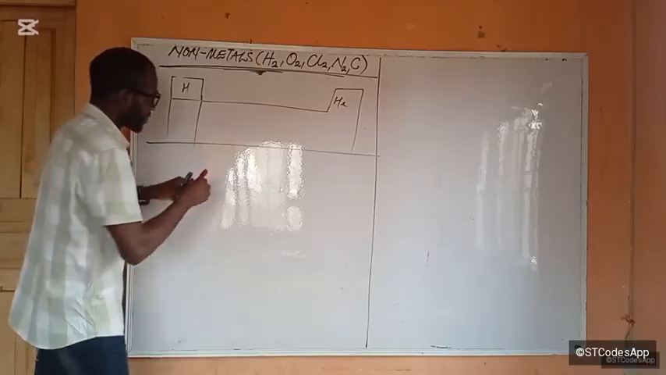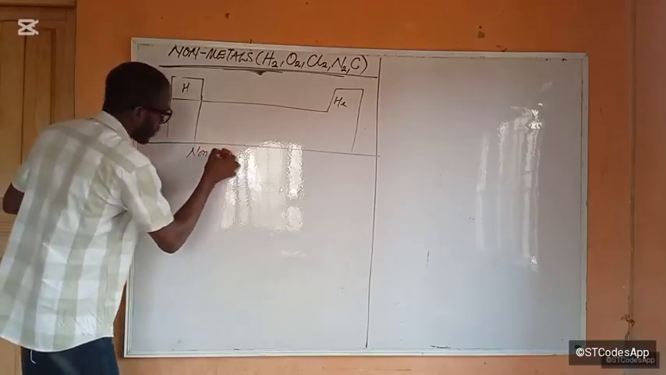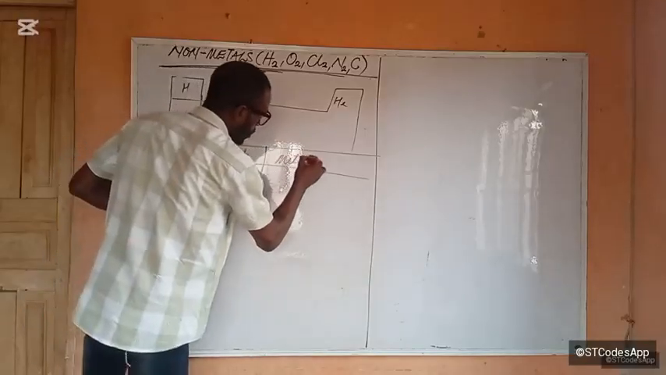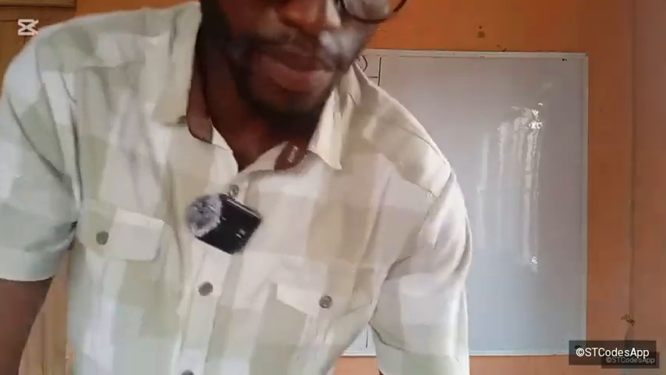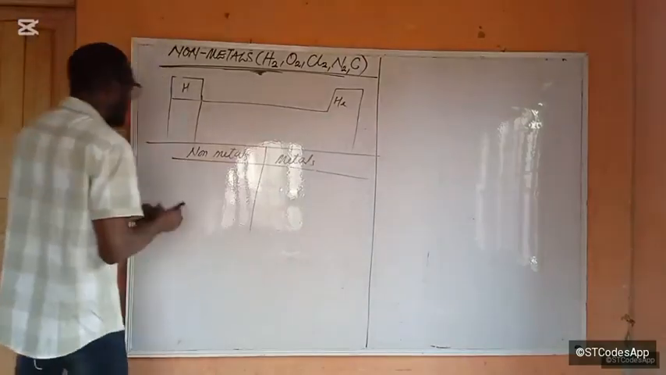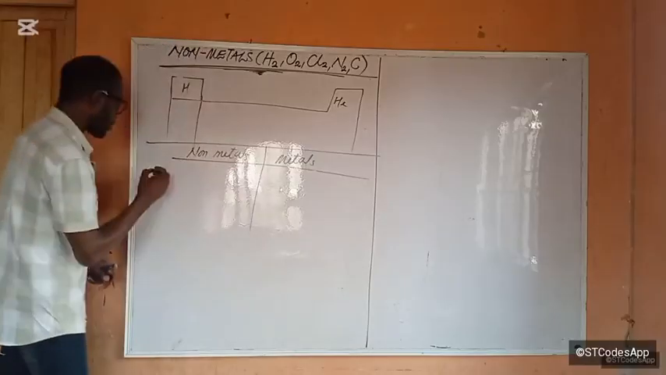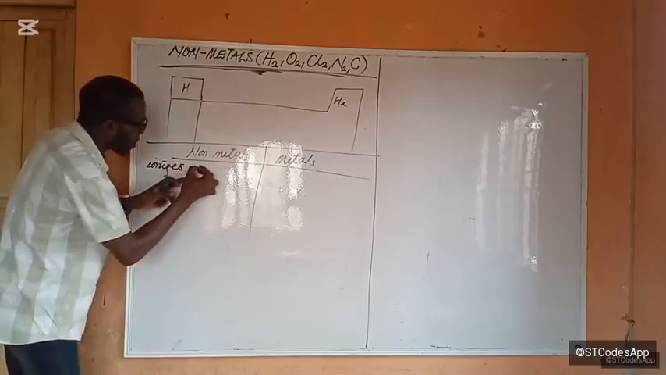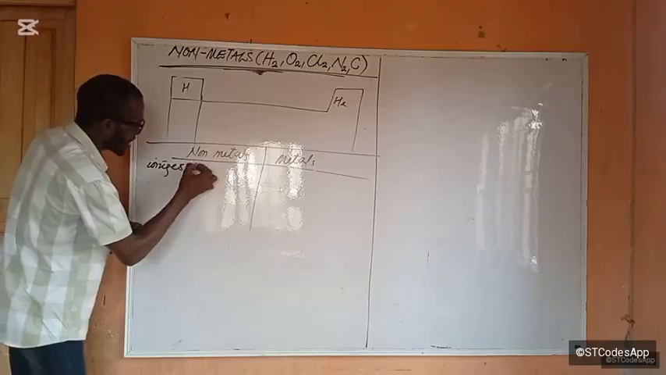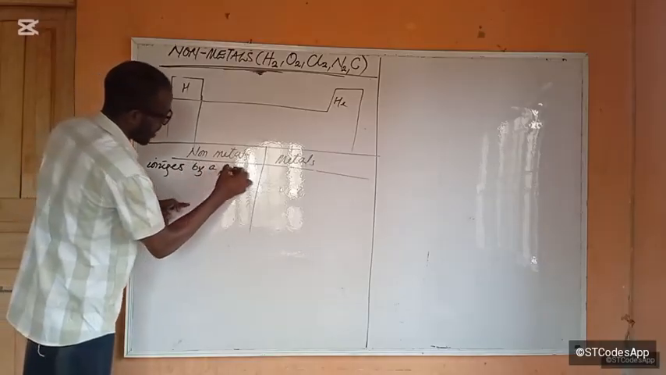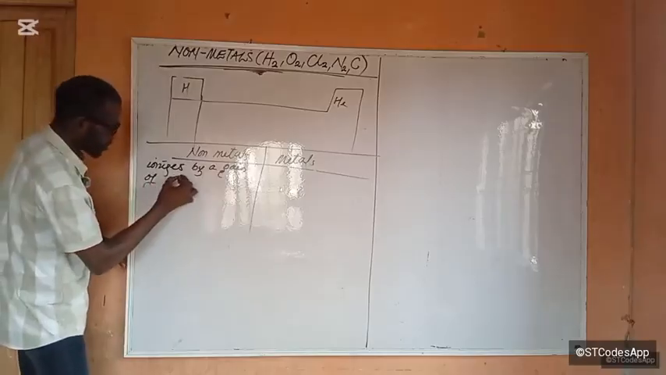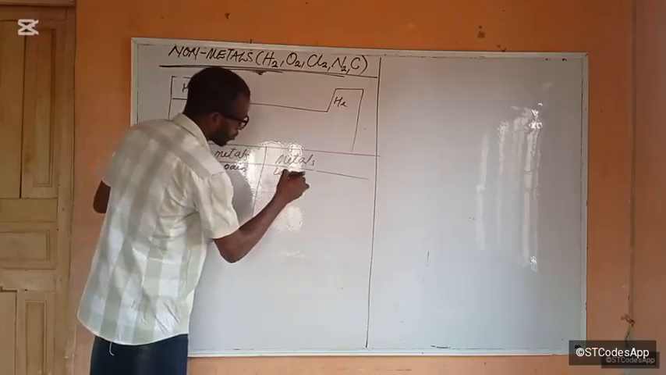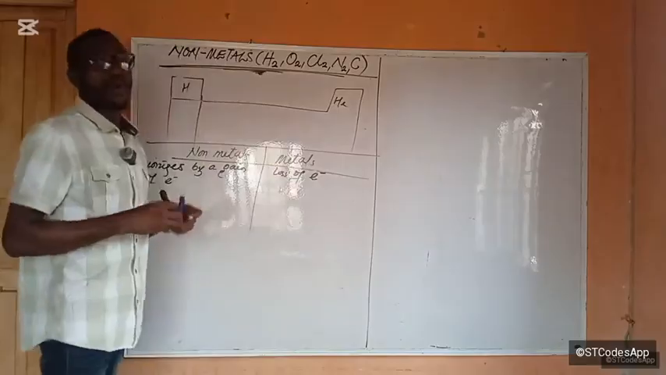Now, we have the differences between non-metals and metals. Let's quickly compare them so that you know the fundamental difference between them. Now, what is a non-metal? A non-metal is a chemical element that will ionize by a gain of electron. That's the way we practically define them. While these ones, they ionize by a loss of electron. Exactly. Why is that so?